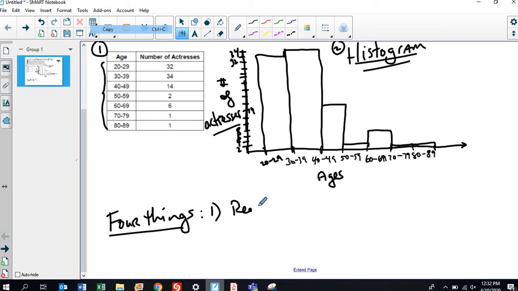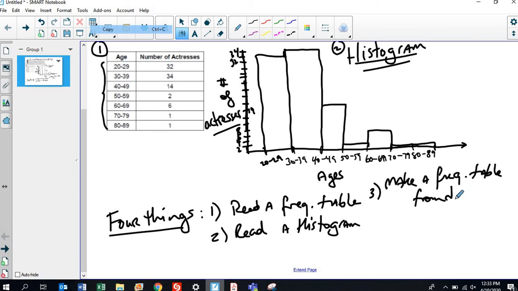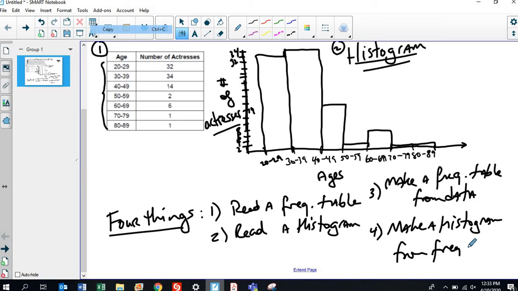One is to be able to read a frequency table. The second thing is to make a histogram. Sorry, read a histogram. Know what it says, know what it means. All right, and then the third thing is to make a frequency distribution, a frequency table from data. And then the fourth thing you got to do is make a histogram from a frequency distribution, a frequency table.